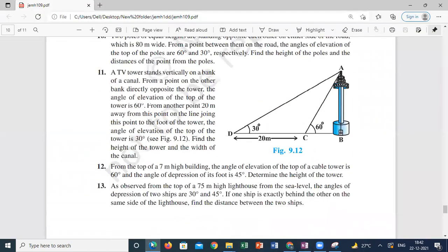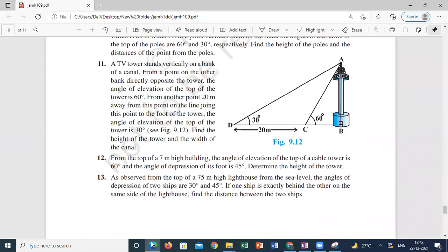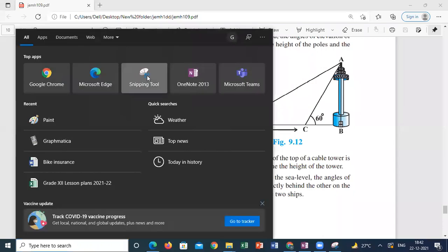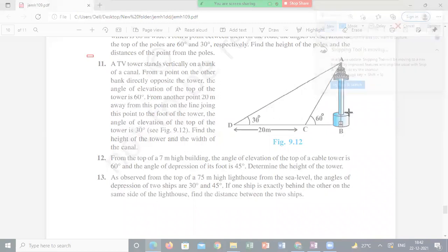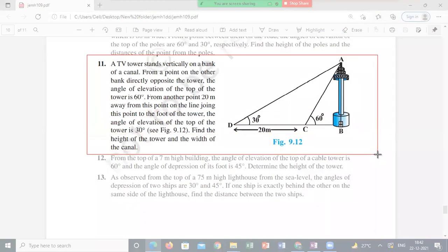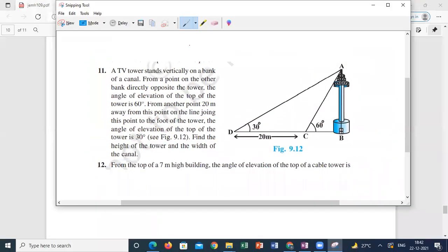We'll move to the next question. The 11th question is within the scope of the syllabus only. The 11th question is very easy because the diagram is given. So when the diagram is given, it will be quite easy for us. So try to solve the 11th question on your own.